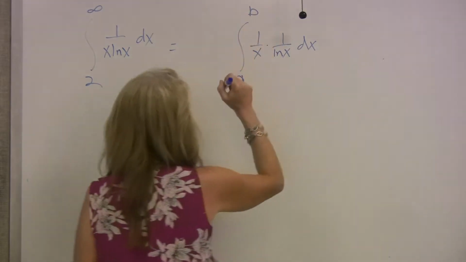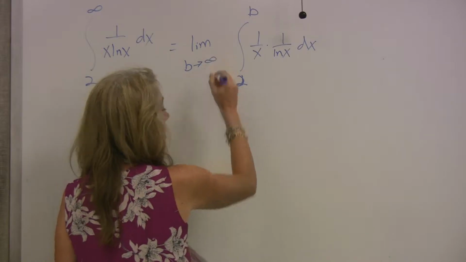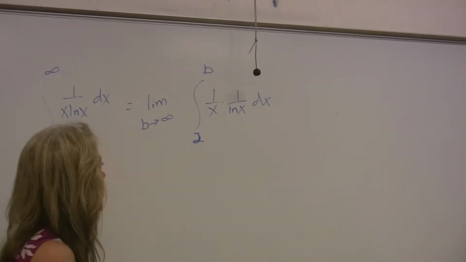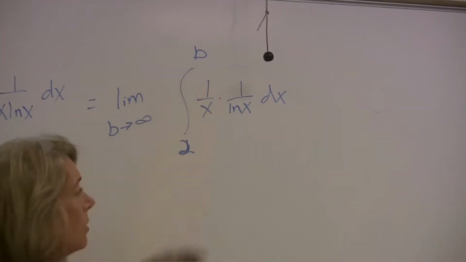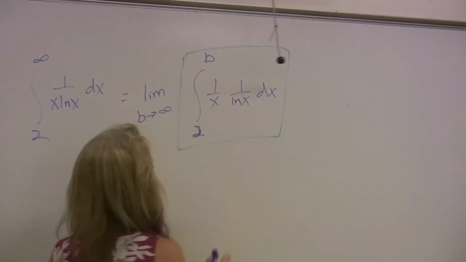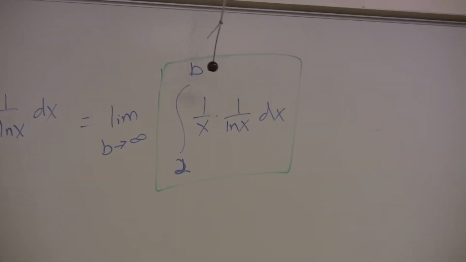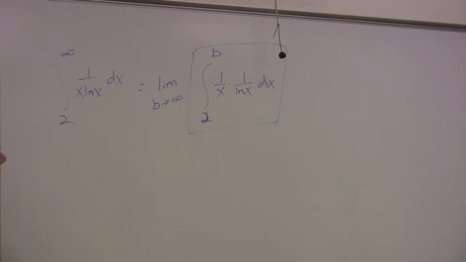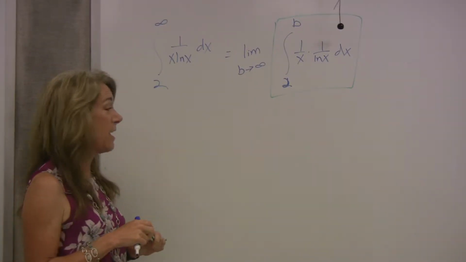Is we change that to a b, and then we take the limit as b approaches infinity after we evaluate that integral. Because we need to have numbers here and here to evaluate this integral. So we're going to do this part first. And then we'll take the limit when we're done. Jogging your memory a little bit. So now we have to do this integral. Suggestions on how to approach that integral.